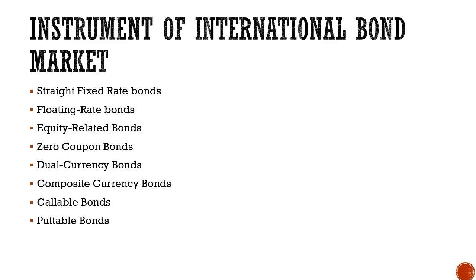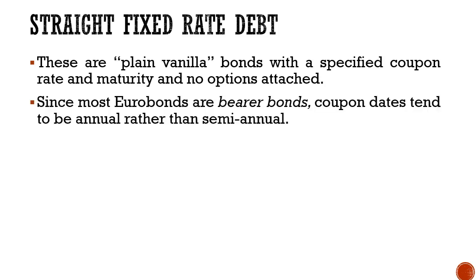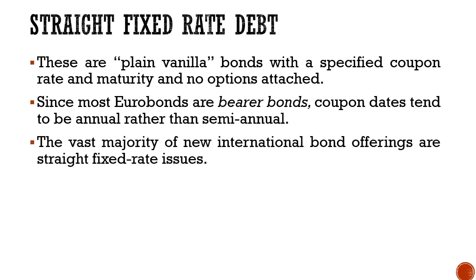The very first one was the straight fixed rate debt or the straight fixed rate bond. These are basically plain vanilla bonds with a specified coupon rate, now coupon rate is basically your interest rate, and maturity and no options attached. So it is a fixed rate bond. Since most of the euro bonds are bearer bonds, the coupon date tends to be annual rather than semi-annual. The vast majority of the new international bond offerings are straight fixed rate issues.